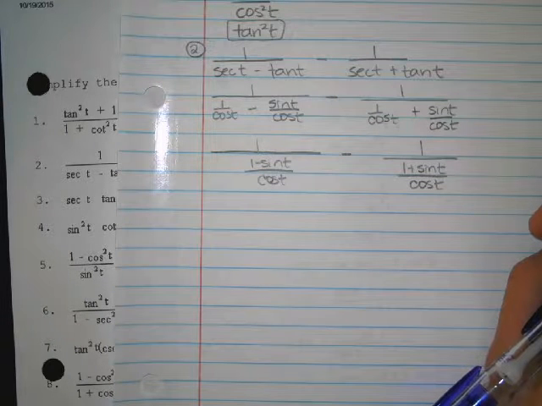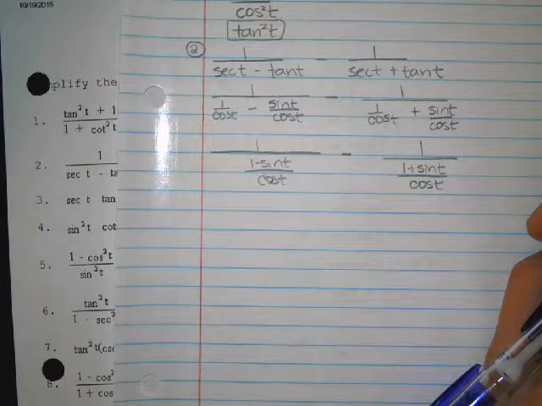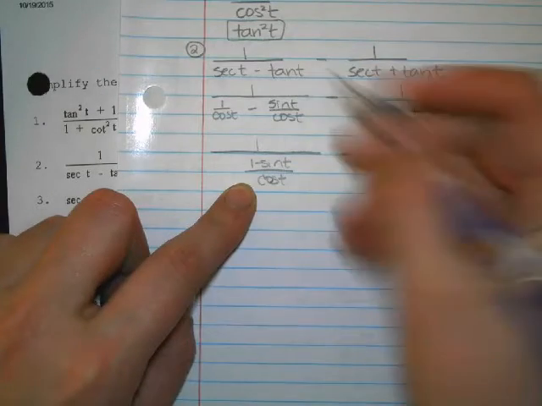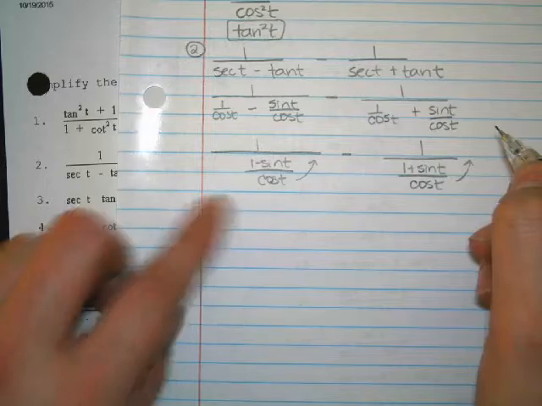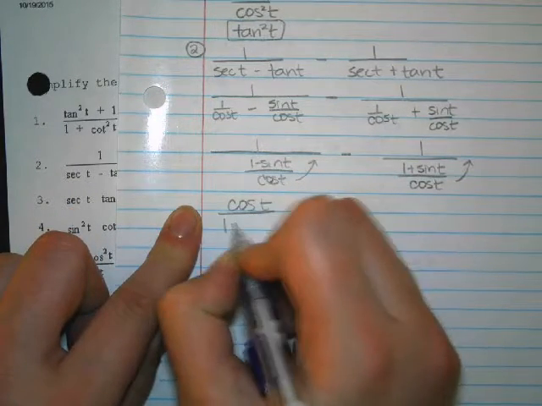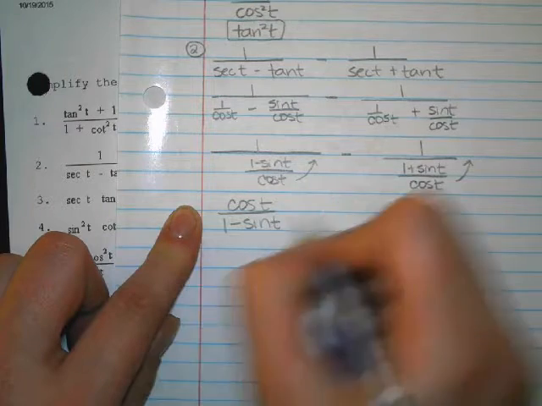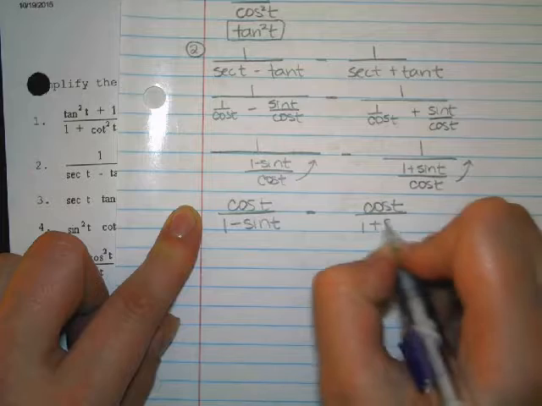So what should we do with each of these fractions? We can't subtract. Keep, change, flip. So I'm going to flip it up. I'm going to flip it up. So that gives me cos t over 1 minus sine t. Cos t over 1 plus sine t.